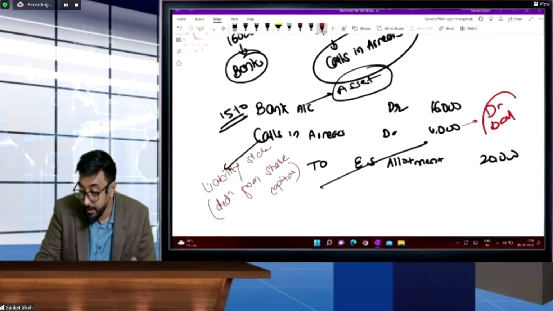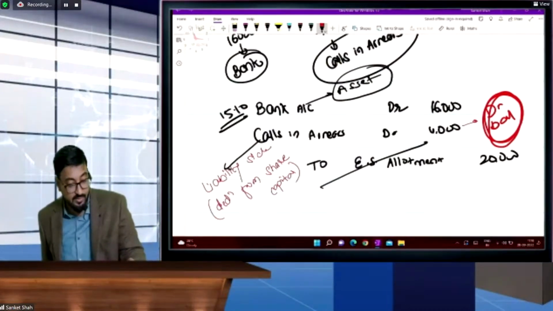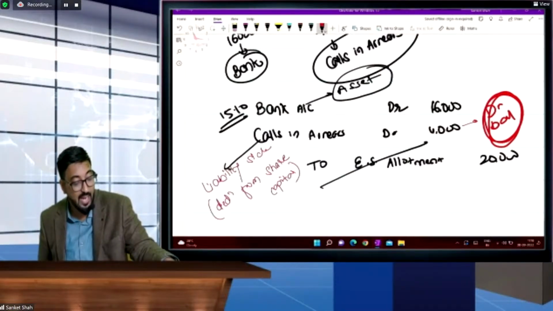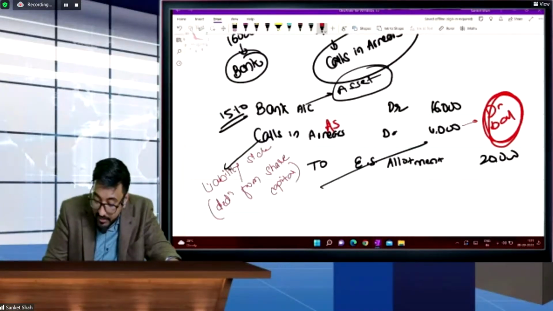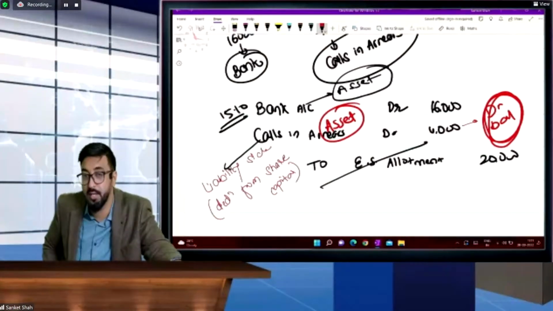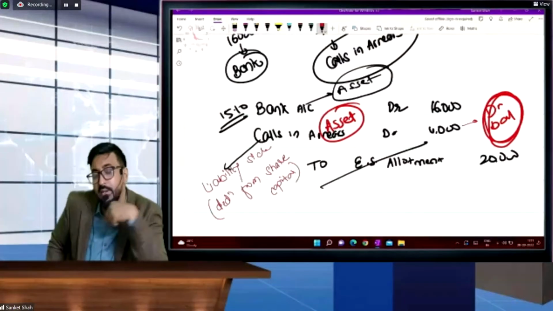Which balance is it? Debit balance. Okay. So calls in arrears always has which balance, beta? Always a debit balance. So calls in arrears. Suppose my father-in-law has not paid the full amount. So where to debit it? Calls in arrears. Okay. So I called it, but I have not received it. So calls in arrears is my asset. It is my asset, but I am showing it on the liability side. Therefore, it is shown as a deduction from share capital. Remember this. Calls in arrears is shown as a deduction from share capital.